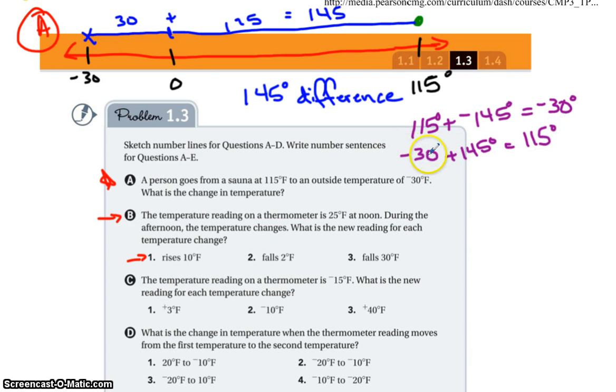So if we were outside in the snow over here and then we jumped into the sauna, the temperature change that we would experience would be 145 degrees, and our end temperature in the sauna would be 115 degrees. So just a few quick examples. I know I've gone through it a little quick today, but if you need to go back and take a look at any of this, please do so. Before coming to class tomorrow, I want you to do B1.